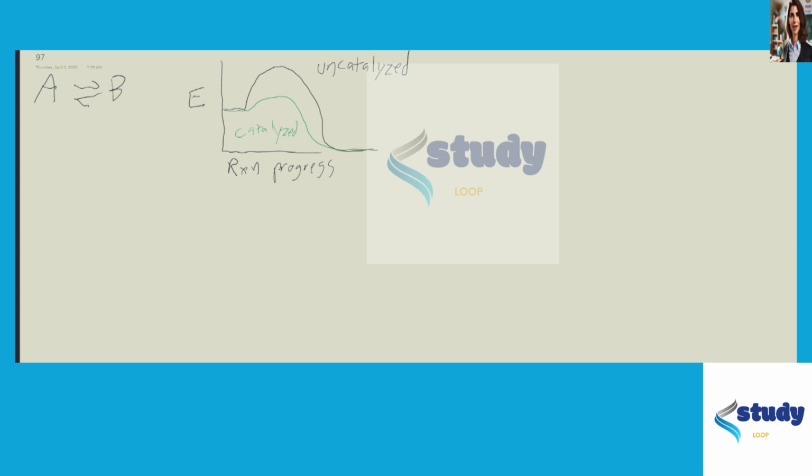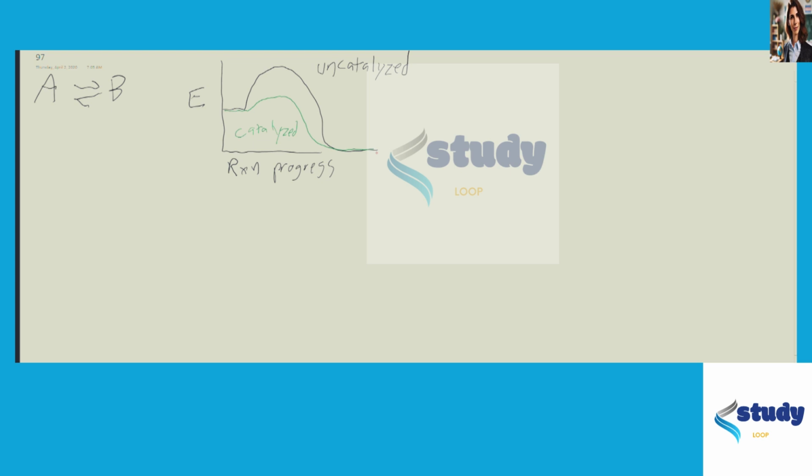In this problem, we are considering the equilibrium between species A and species B. We are told that a catalyst is used which lowers the activation energy of the reaction. So here in this plot, with energy on the y-axis and reaction progress on the x-axis, the top curve here is an uncatalyzed reaction with a large activation energy, and the catalyzed reaction has a smaller activation energy.